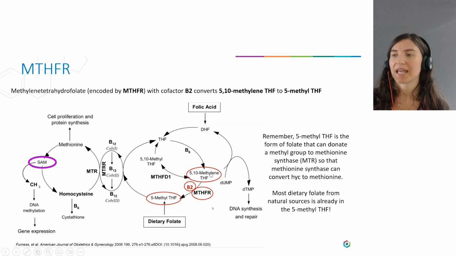And so the 5,10 methylene THF gets converted by this enzyme, methylenetetrahydrofolate reductase, encoded by MTHFR. So this is the pretty famous gene right here, right? We're always looking at SNPs in MTHFR. It has a cofactor of B2, and it converts the 5,10 methylene THF over to 5-methyl THF. So now we've got the folate in the active form that MTR can use to eventually make SAM.